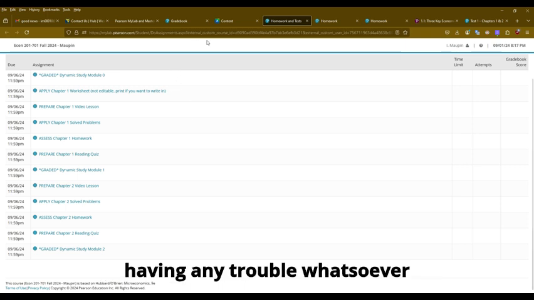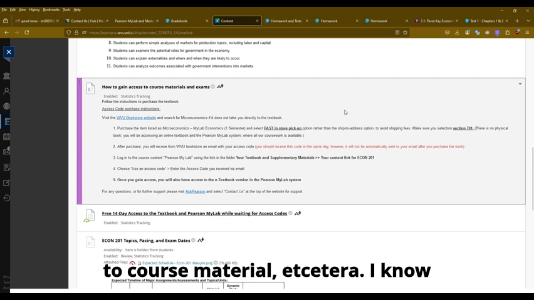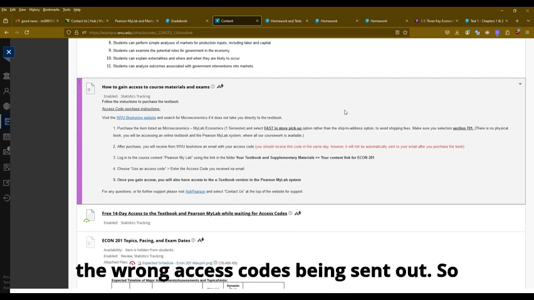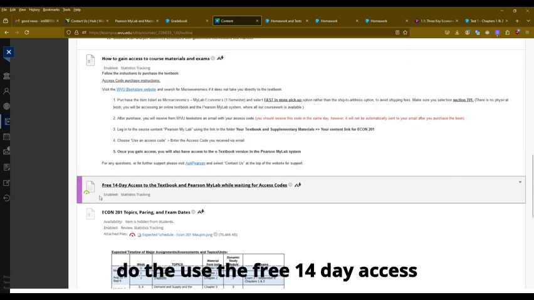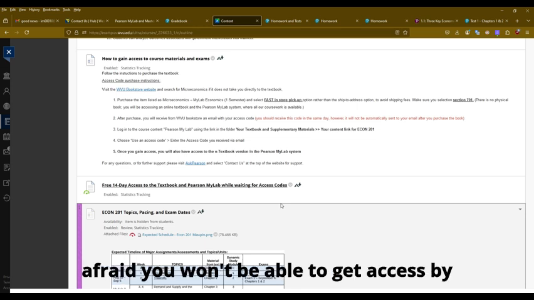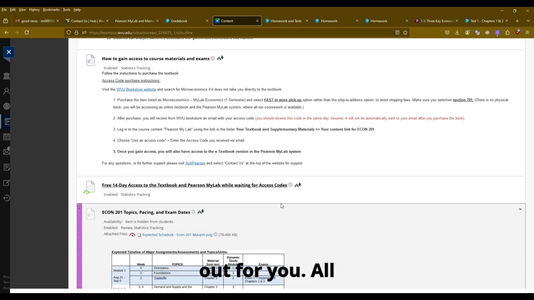If you are having any trouble whatsoever signing up or getting access to course material, I know there have been some weird things with the wrong access codes being sent out. So if you're having any trouble with those, use the free 14-day access code. If you are still having trouble or are afraid you won't be able to get access by September 6th, contact me as soon as possible so that we can get things worked out for you.